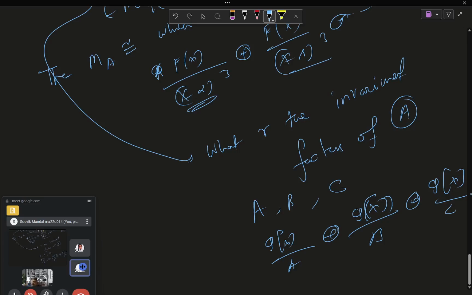For example, if the invariant factors are x minus 1, x minus 2, x minus 3, then the answer will be Q[x] by the first invariant factor, Q[x] by the second invariant factor, Q[x] by the third invariant factor. You just need to put those invariant factors under Q[x]. That's all. So that is the answer.